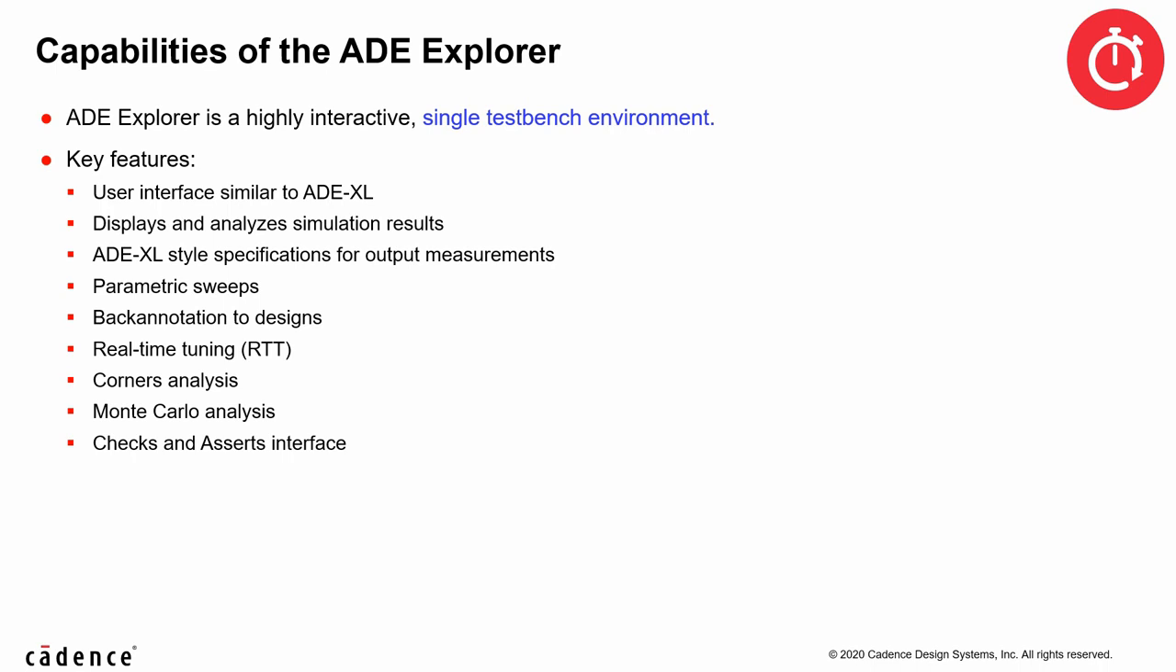You can perform parametric sweeps. You can back annotate results to your designs. You can use the real-time tuning assistant to tune variables and parameters in real time and see how it affects your simulation results. You can perform a single test corner analysis, also a Monte Carlo analysis on a single test, and there's a checks and asserts interface that you can use to specify Spectre checks and device asserts.